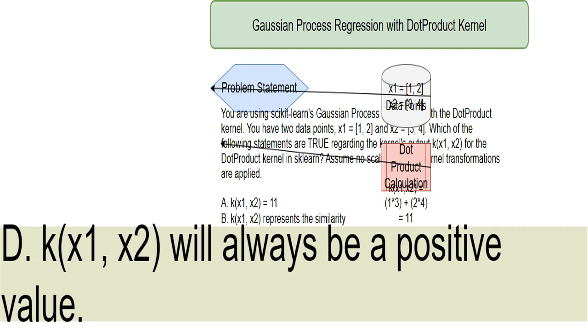This statement is false. The dot product can be negative if the vectors have components with opposing signs. For instance, if x1 were 1, minus 2 and x2 were minus 3, 1, then k(x1, x2) would be minus 1.